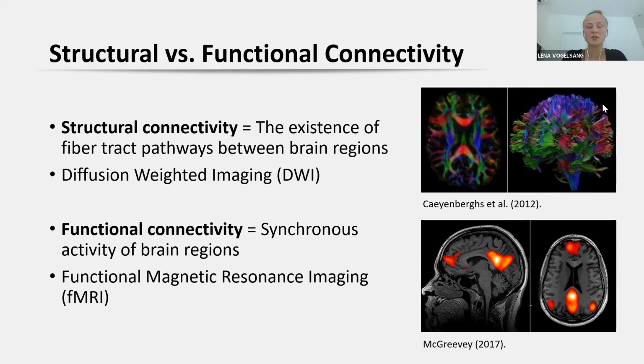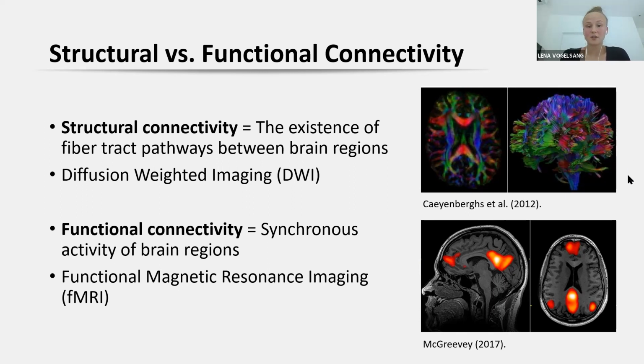And we can use different kinds of neuroimaging techniques to determine structural connectivity. One way is by the use of diffusion weighted imaging, which provides us with high contrast images of the brain tissue organization and which allows us to reconstruct those fiber track pathways that I mentioned. And examples of images of the brain that are based on diffusion you can see here at the top right.